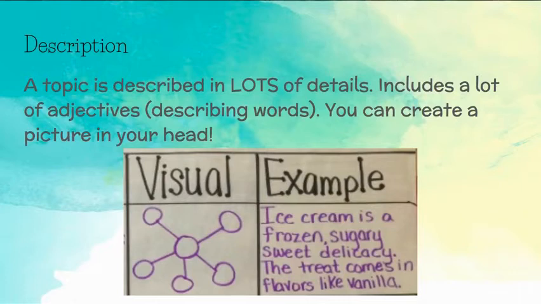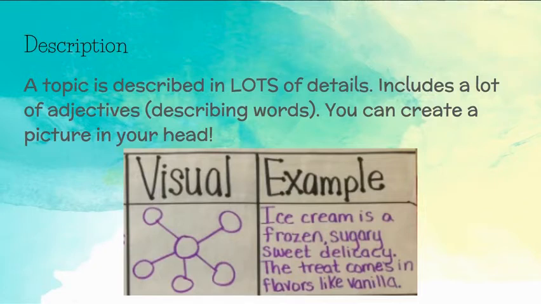The first one is a description text structure. If an author chooses to use a description text structure, a topic is described in lots of details. It includes a lot of adjectives or describing words. And by the time you finished reading it, you should be able to create a picture of that topic in your head. So, an example here is that ice cream is a frozen, sugary, sweet delicacy. The treat comes in flavors like vanilla.